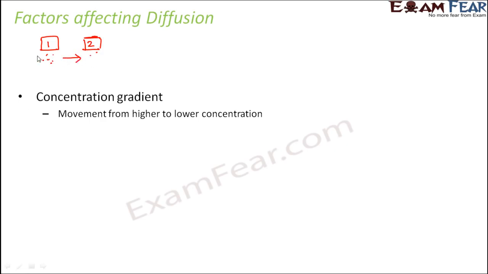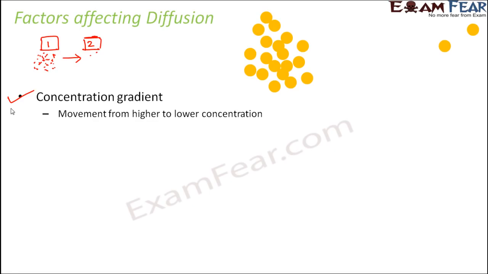Now, if this concentration is very high and this concentration is very low, in that case the difference in concentration is more. So the more the difference in concentration, the more the rate of diffusion. So faster will these particles start moving into region 2. So the more the concentration gradient, the more the rate of diffusion, because diffusion takes place from a region of high to low concentration. So the concentration gradient is one important factor which affects diffusion. And if there is no concentration gradient, there will be no diffusion. So that is a very simple logic.